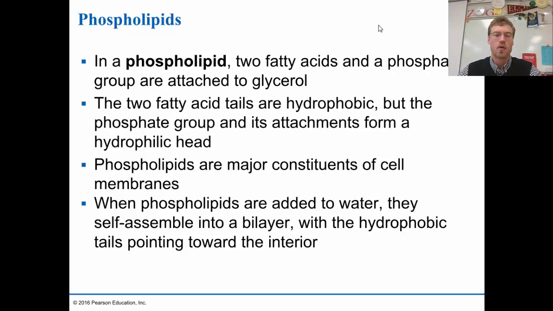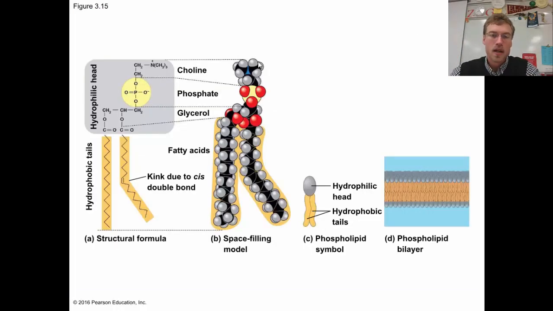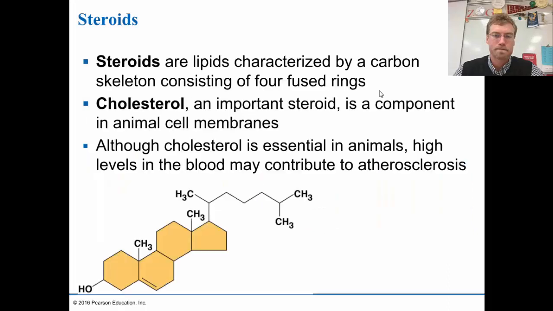When you add phospholipids into water, they spontaneously self-assemble into a bilayer with the hydrophobic tails pointing to the interior and the hydrophilic heads pointing to the exterior. So this is that phosphate group again, along with a little choline section. Don't worry about knowing that, but it's hydrophilic, likes to be around water. Here are our fatty acid tails. And so you can see how we form this phospholipid bilayer with the hydrophilic heads on the outside, the hydrophobic tails on the inside. We'll talk a lot more about phospholipids when we get into our cells unit, and we'll talk about the lipid bilayer a lot.